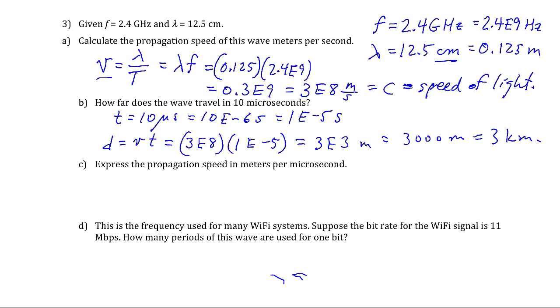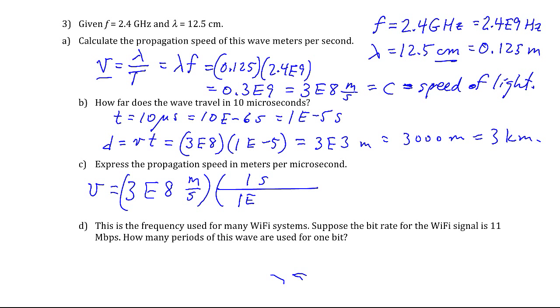Now express the propagation speed in meters per microsecond. Okay, v is 3 times 10 to the 8th meters per second. And I want to get the seconds in a microsecond. So I'm going to do a 1 second in the numerator to cancel that one out. And I'm going to say that 1 second is 1 times 10 to the 6th microseconds.